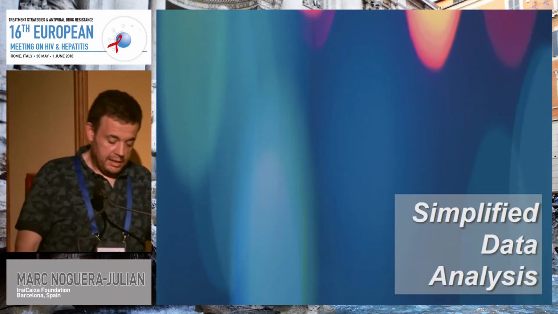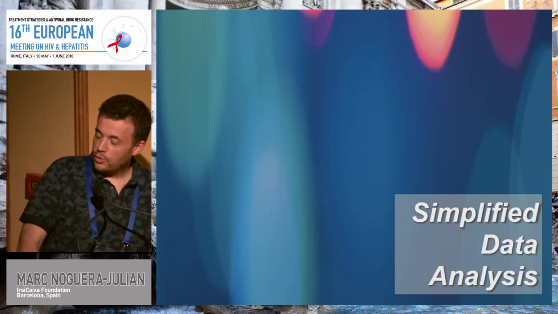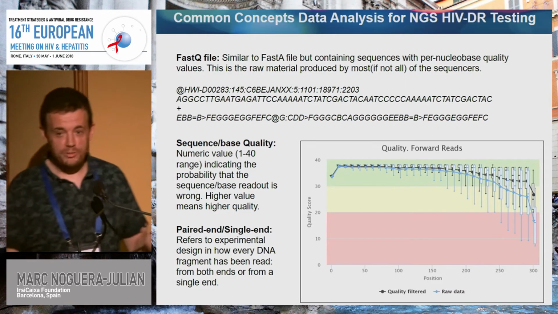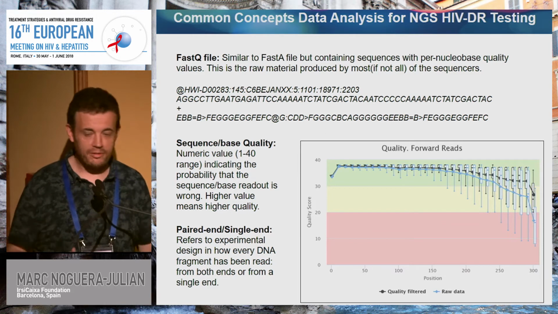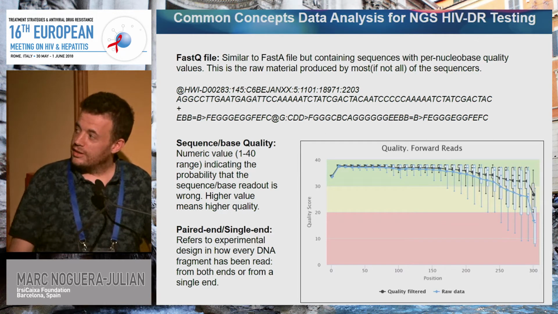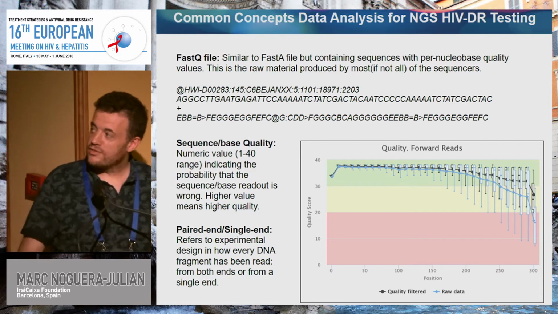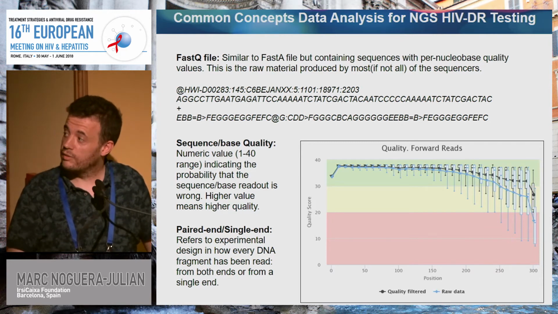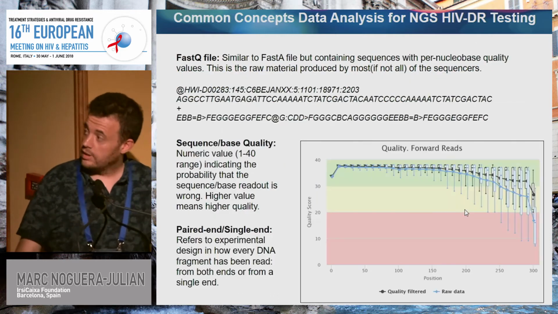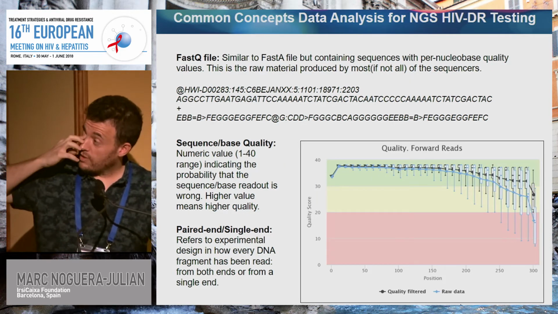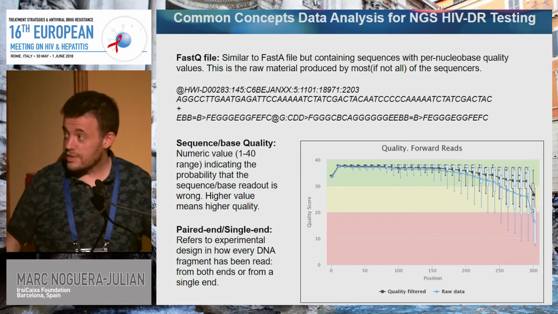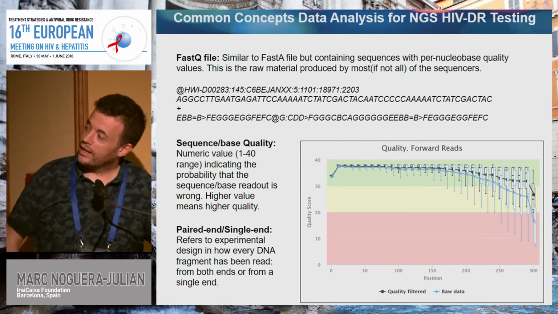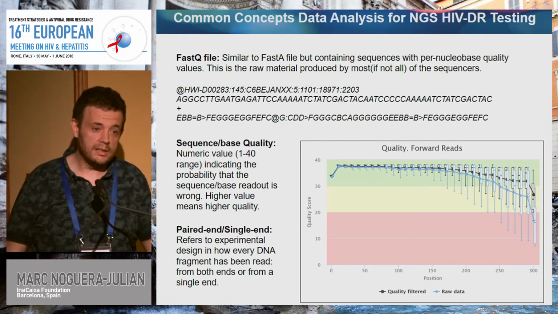Okay, and now, how do these pipelines analyze the data? First of all, we need to introduce some common concepts. I'm not sure whether you are familiar with them. All the sequencers that we have seen produce FASTQ files. This is the same as a FASTA file with quality values. So you have the ID of each of the sequences, the sequence of the read, and at the bottom of these four lines you have the quality encoded in some scale.